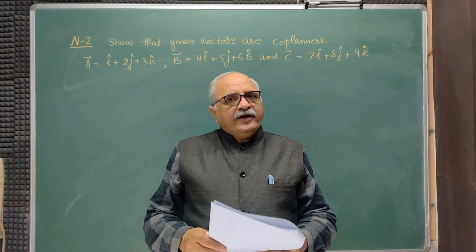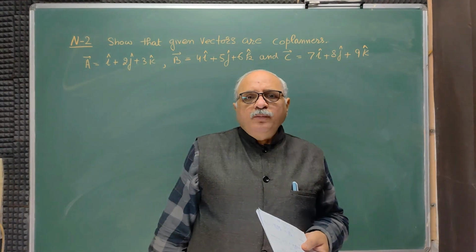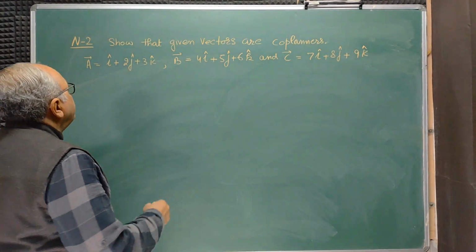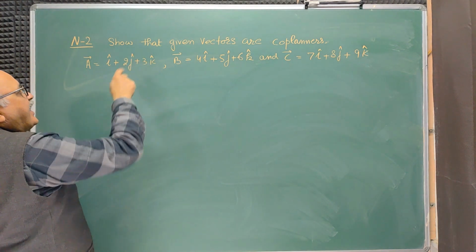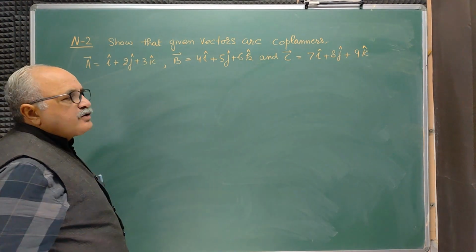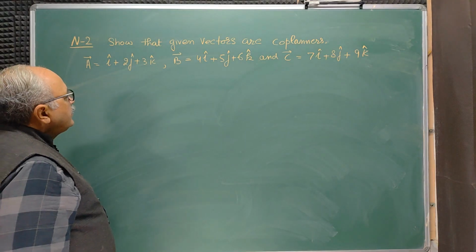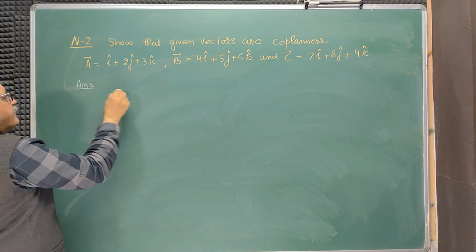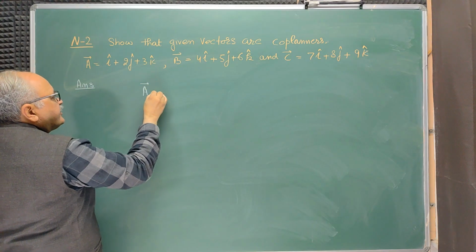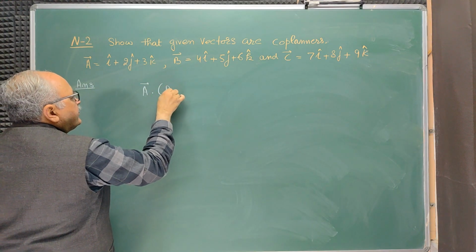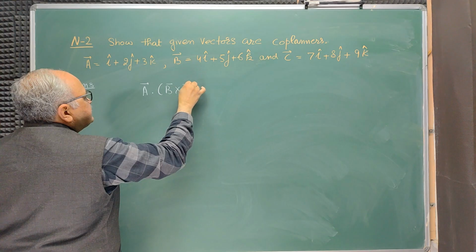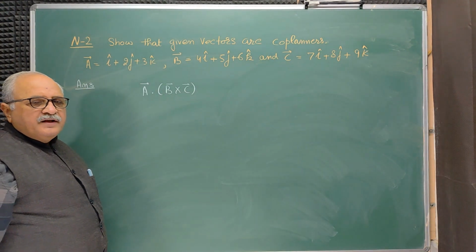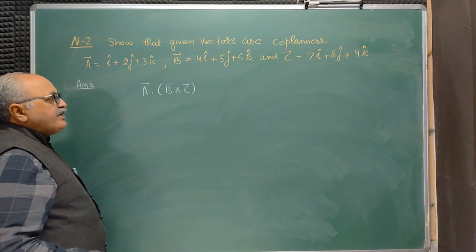Now let's take the second numerical. This numerical requires us to show that the given three vectors are coplanar. To answer this question, we'll use the formula A vector dot with B cross C, that means the mixed multiplication, that is the scalar multiplication of three vectors.